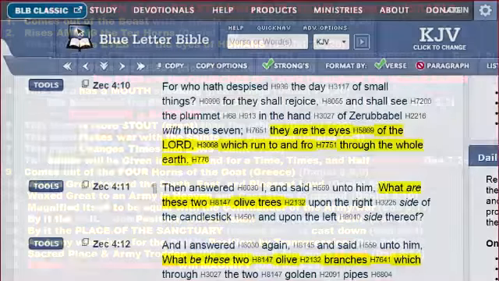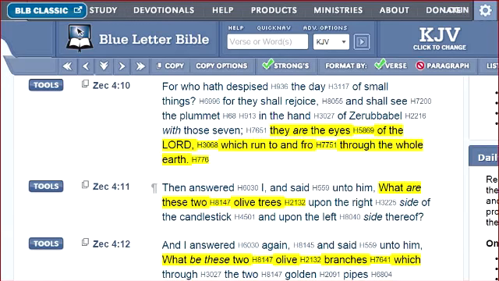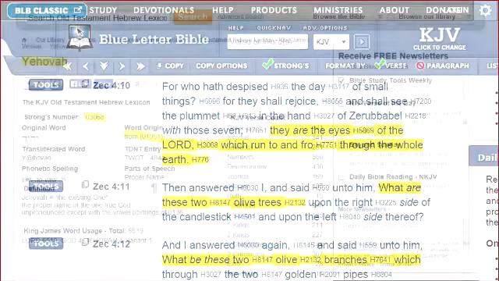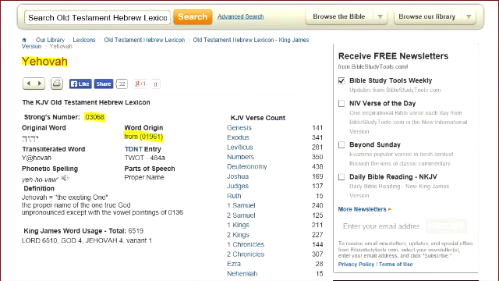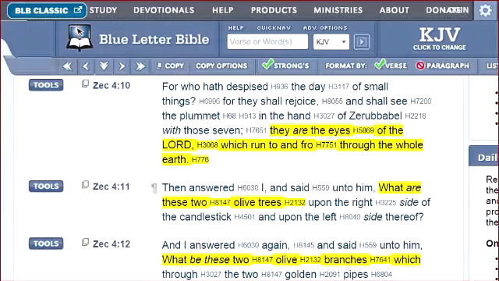Now here is the most important part. Who is the Lord in Zechariah 4? It is Yahweh, otherwise known as Yehovah or Jehovah. So the eyes of Yahweh are the candlesticks or churches throughout the whole earth. But what does this have to do with the little horn of the beast?